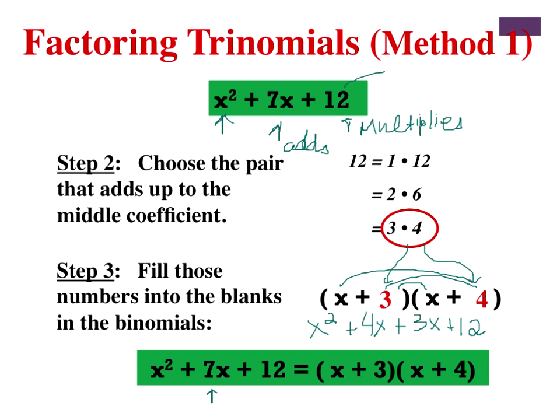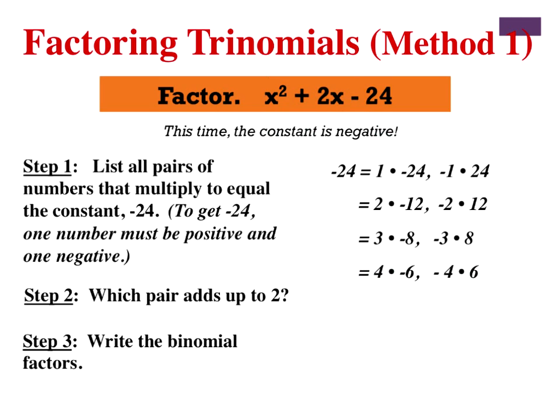So, with factoring, we're going to be looking for what multiplies. What is the product there? What multiplies to 12, and what adds to our middle term, in this case 7.